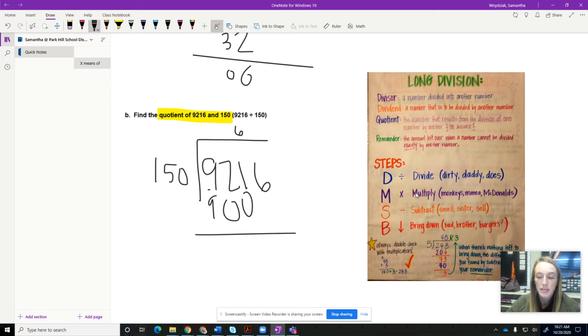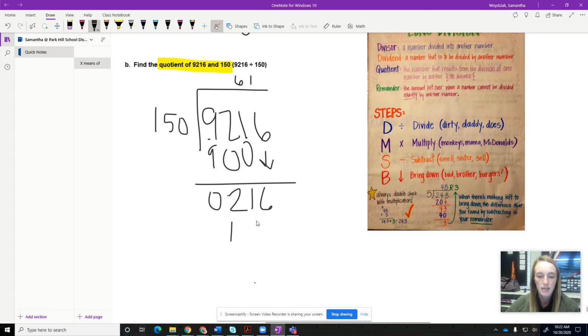So that was my multiplication step. So now I subtract. I end up with 21. My next step is to bring down 216. So how many times does 150 go into 216? Well, I know that 150 times 2 is 300. That's too large, so it is only going to go in there one time. I'm going to multiply. 150 times 1 is 150, and subtract. I will have to borrow, and I'm going to end up with 66. I have nothing left to bring down, so that becomes my remainder.